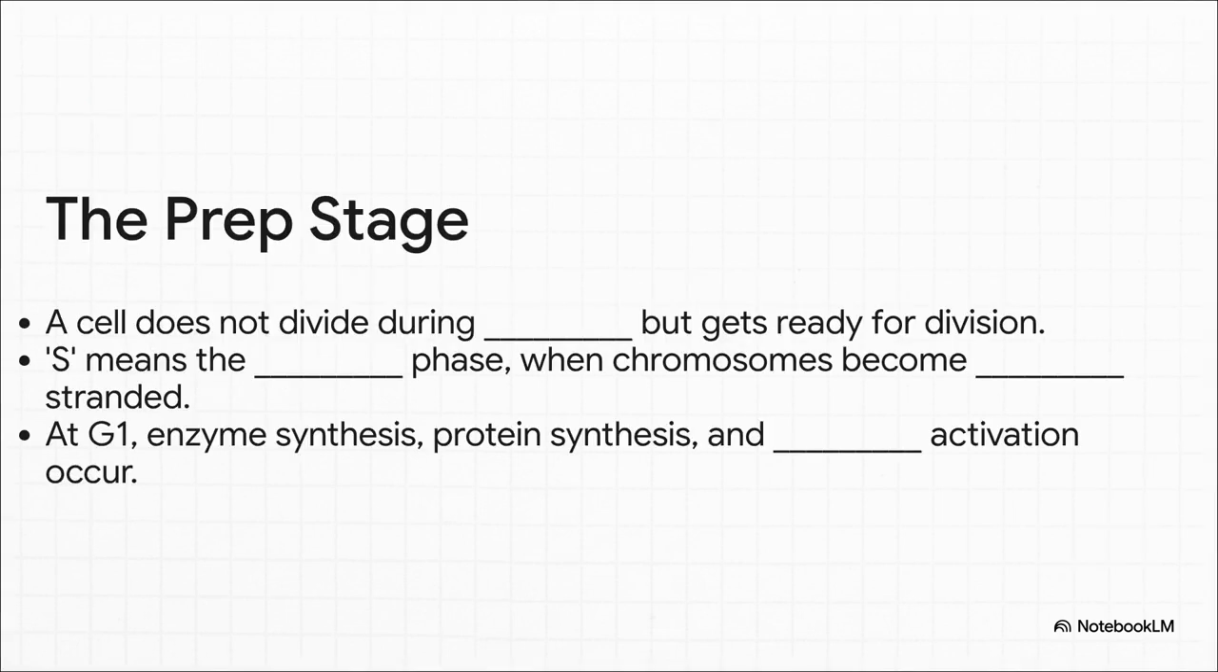But wait, a cell can't just divide on a whim. There's a whole prep phase it has to go through first. What do we call this period? And what are the crucial things that happen? Like, copying all the DNA before the main event.